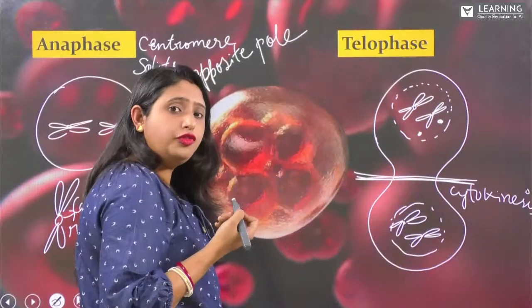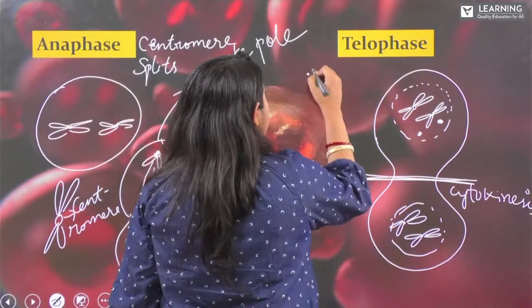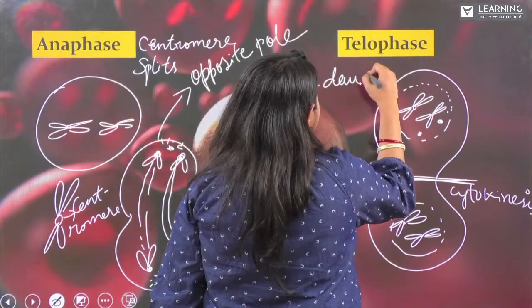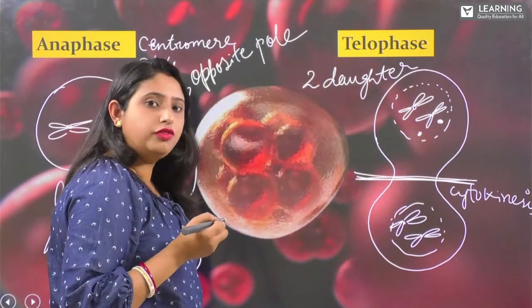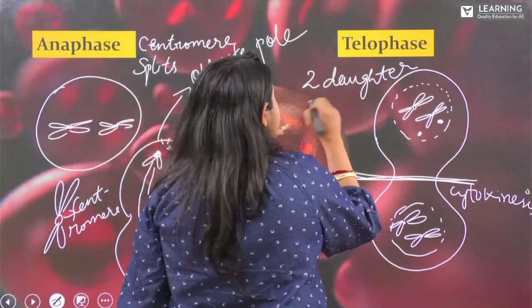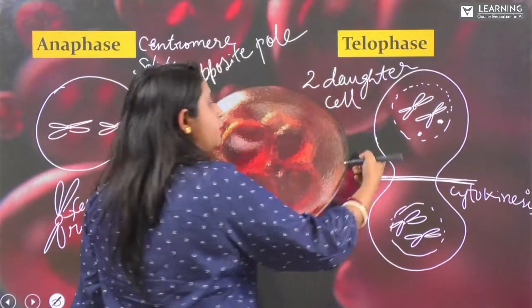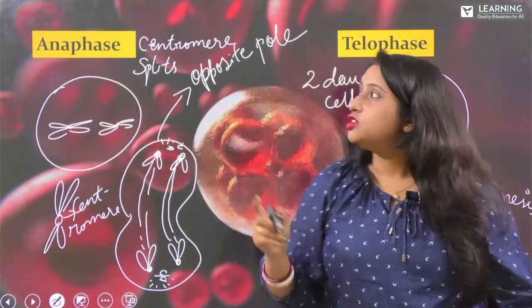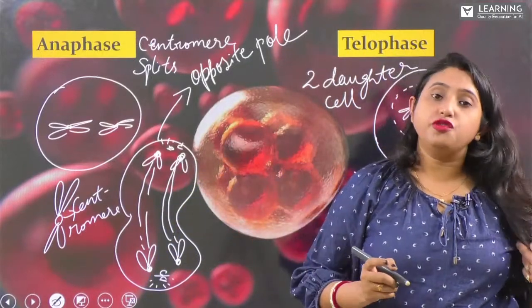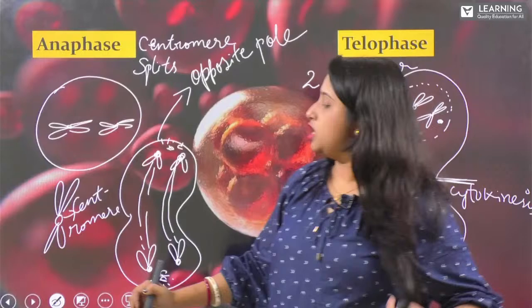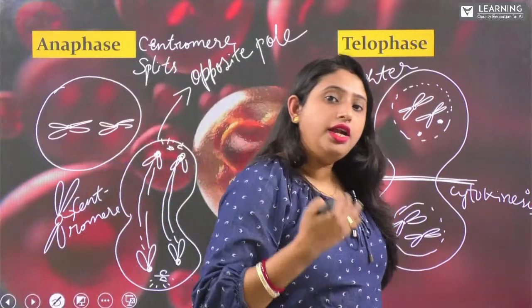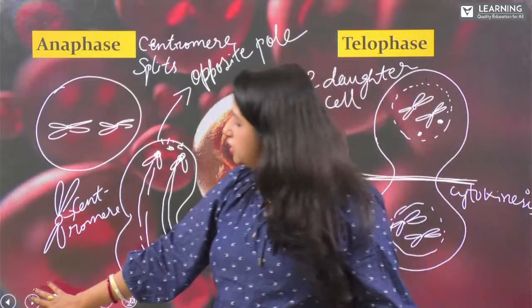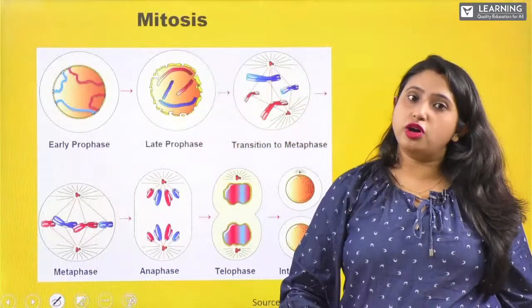So after the telophase, what happens? Here the two daughter cells are being formed, right? So here in the mitosis, how many daughter cells are being formed in the telophase stage? The two daughter cells are being formed. Clear? So this is all about the various phases of the mitosis. So we have seen the prophase, metaphase, anaphase and telophase. Clear? So now let us see the picture from your NCERT.